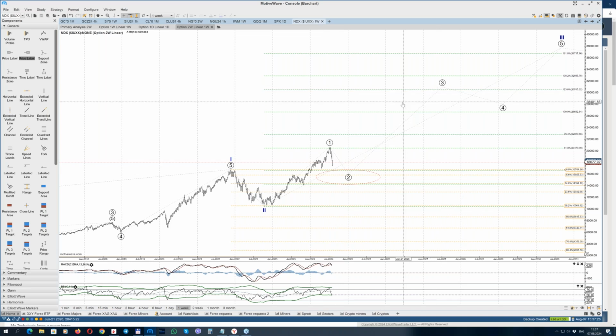And this count promises really huge profits to those who bet on the long side in Nasdaq. That was it for the requested charts.